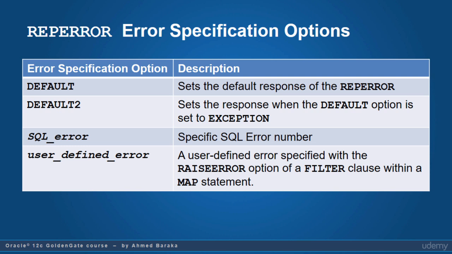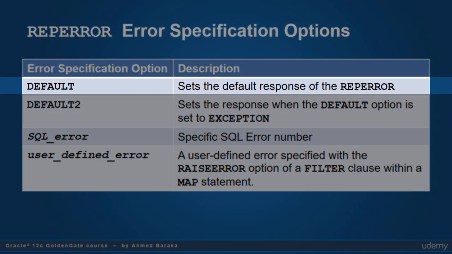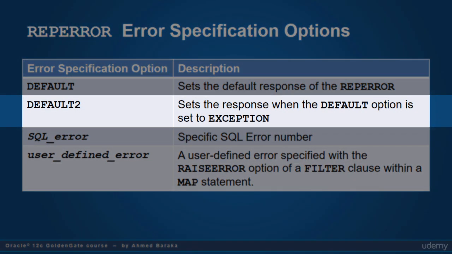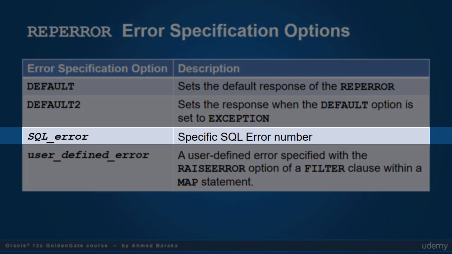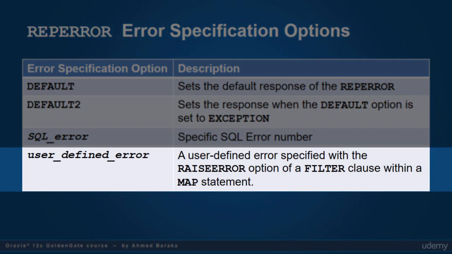Those are the error specification options you can define in the REPERROR parameter. First is DEFAULT, which sets the default response of all the errors that will take place in the MAP statements that come after the parameter. The second option is DEFAULT2, and this option simply defines the response when the DEFAULT option is set to EXCEPTION. The third option is to specify a specific SQL error number. You can refer to the Oracle GoldenGate error message reference to look for the error numbers that you would like to handle. You can also use a user-defined error specified with the RAISEERROR option in a FILTER keyword within a MAP statement. You will see examples about those options later in the lecture.